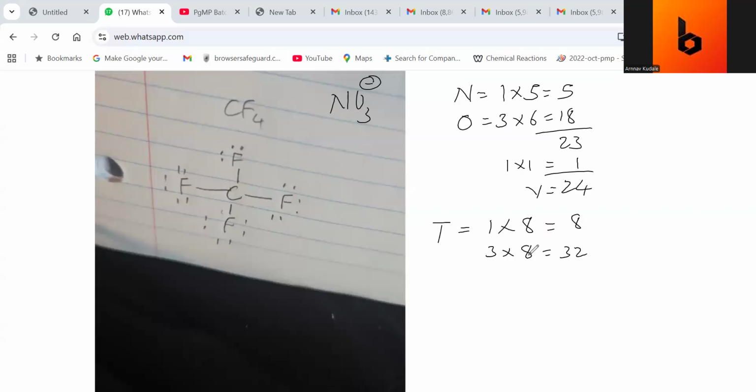And then S is T minus V, which is 32 minus 24, which is 8. My bad, total T is equal to 32. Then bonds is S divided by 2, which is 8 divided by 2, which is 4. So there are 4 bonds, correct?